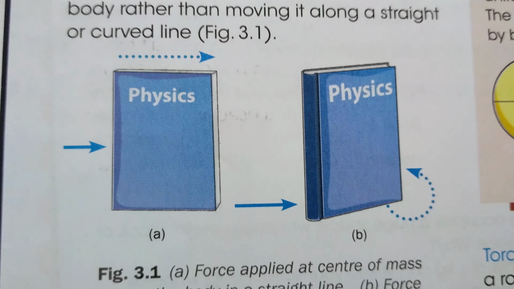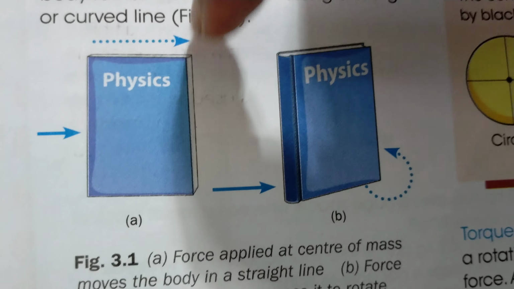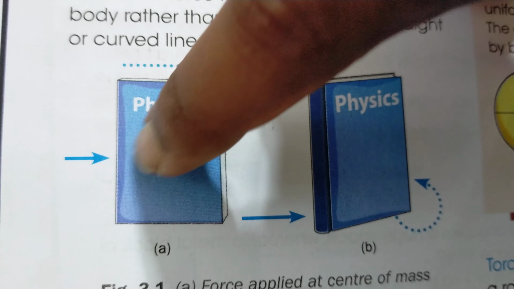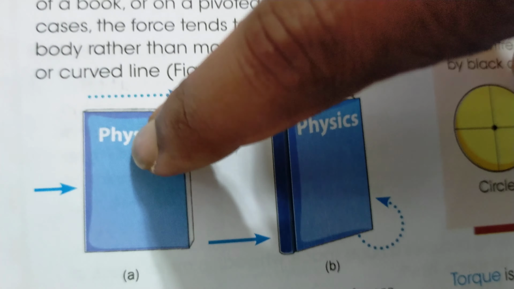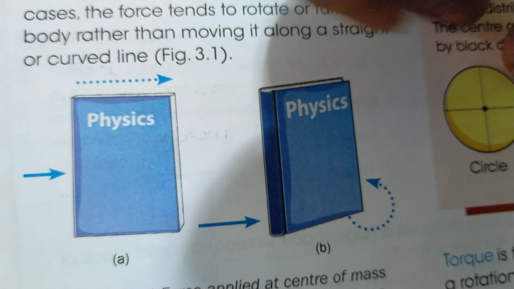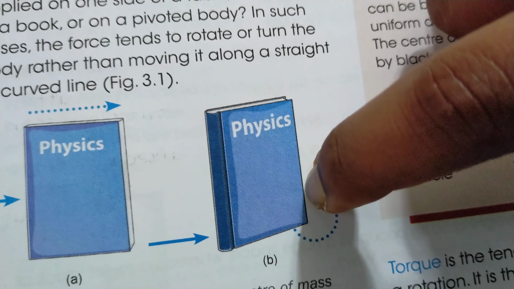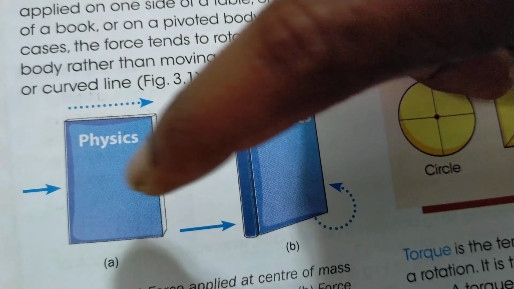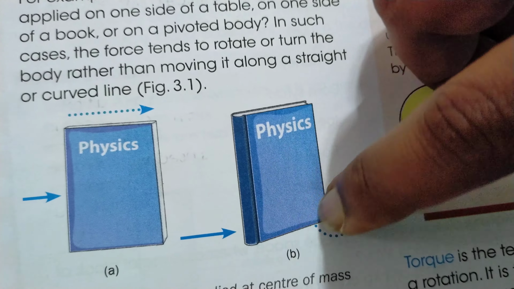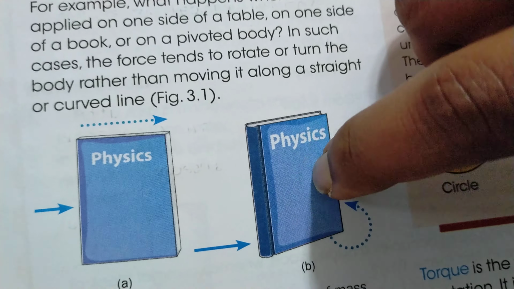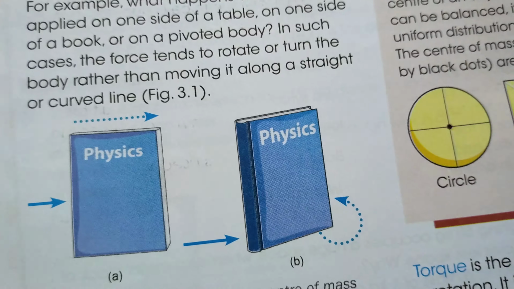You see on your screen there are two books. In one case, when you apply a force on a book, the book starts moving in the forward direction. But whenever you apply a force at a part apart from the center of mass, the book starts rotating. So this rotational force is called torque, right?